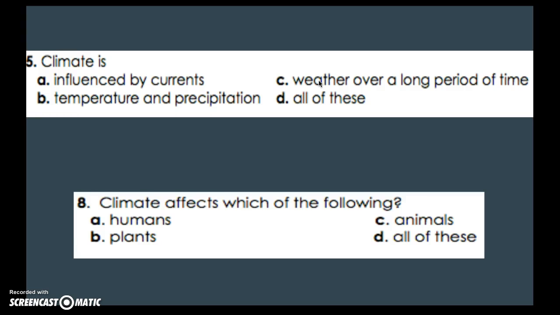And finally, climate affects which of the following? This is one you just had to think about. If it's going to affect one of these, humans, plants, or animals, it's got to affect all of them. If we're talking temperature, we're talking about precipitation, it's going to affect everybody here.